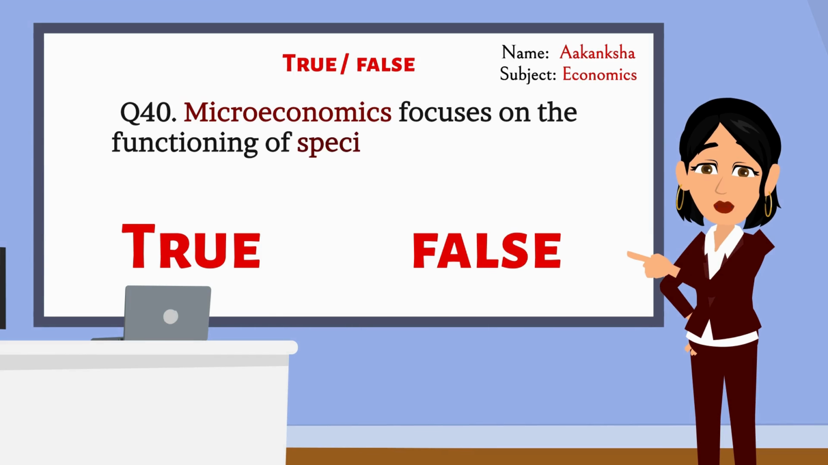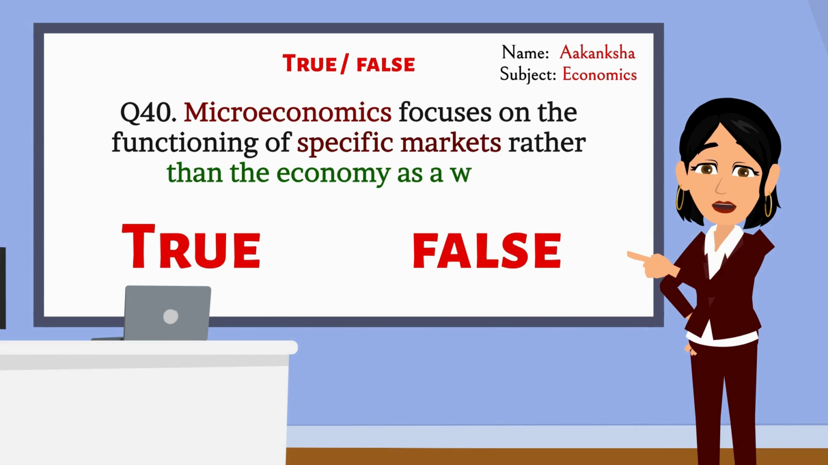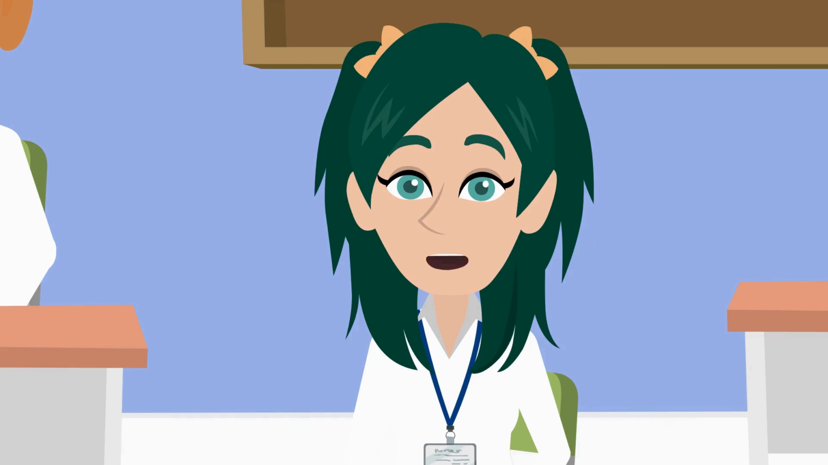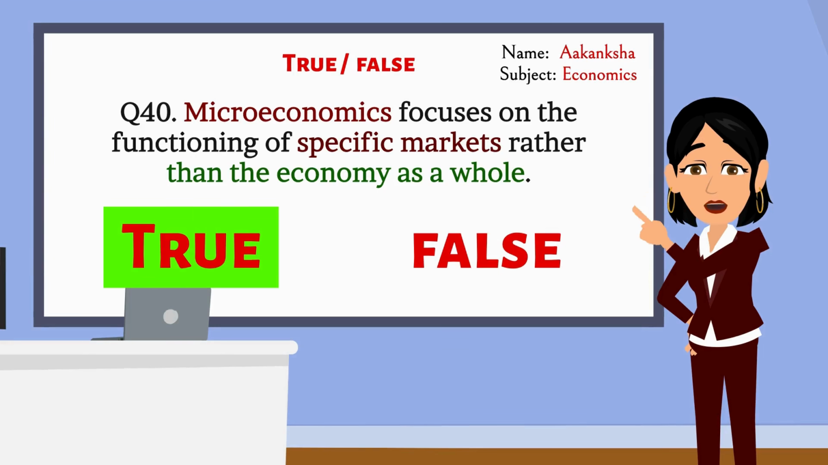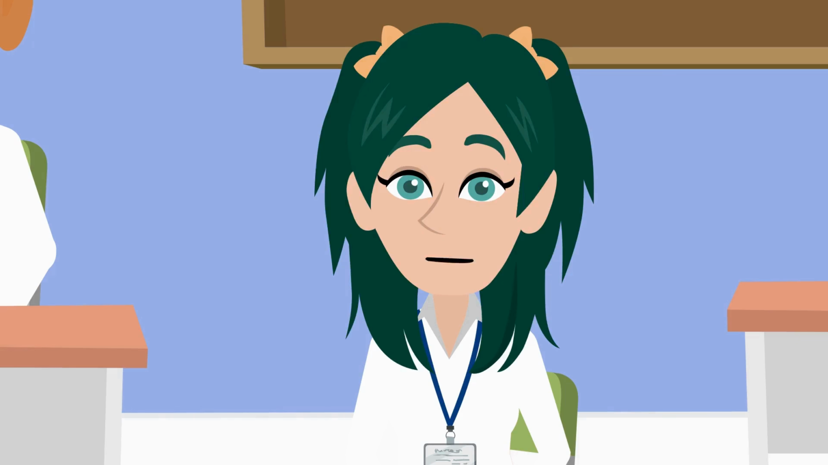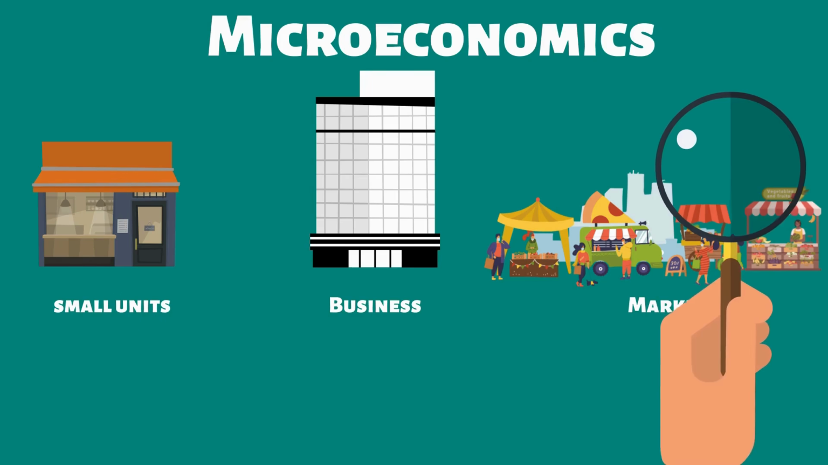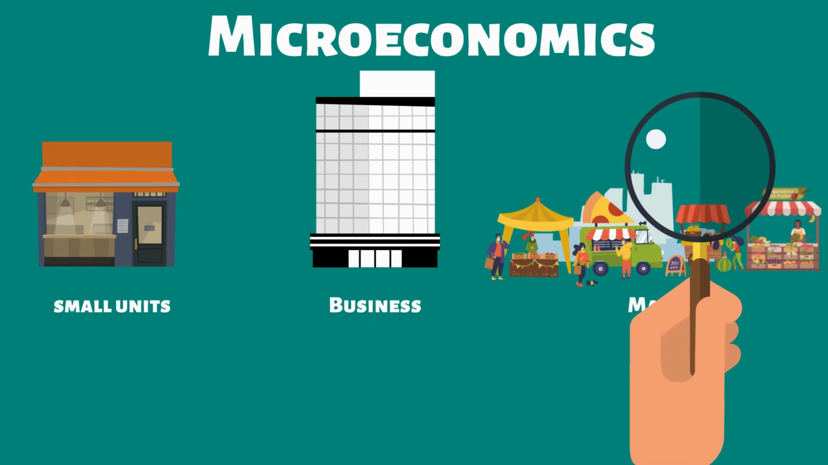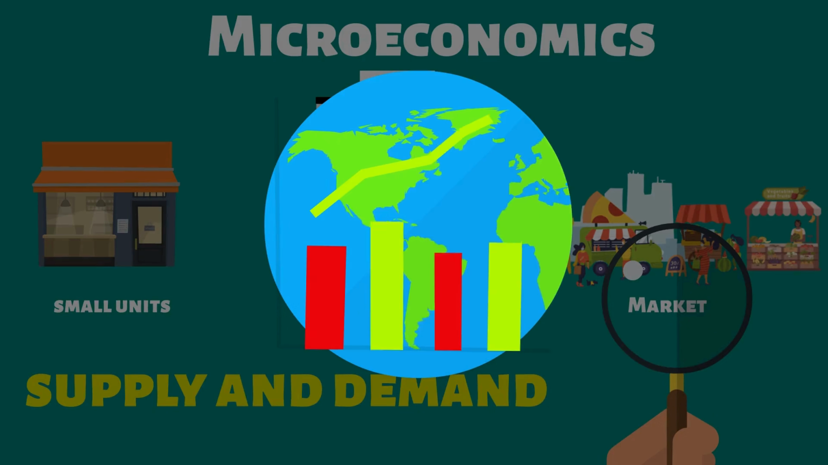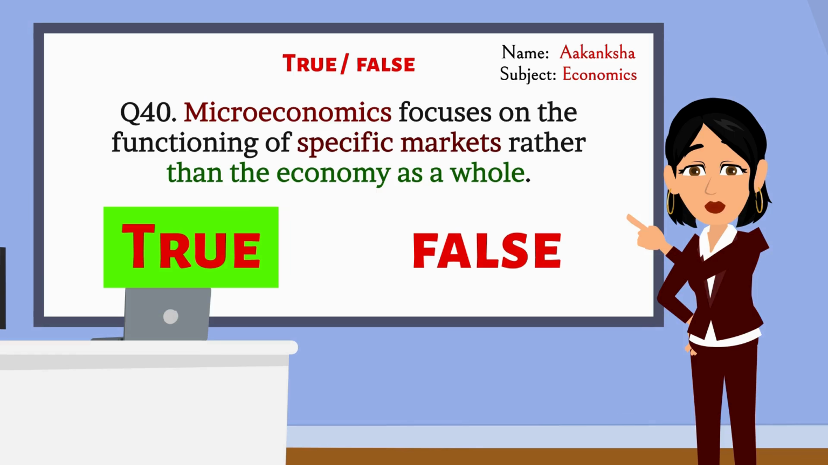Microeconomics focuses on the functioning of specific markets rather than the economy as a whole. True or false? It's a true statement. Correct. Microeconomics focuses on the functioning of specific markets, not the economy as a whole. Can you explain why? Microeconomics studies individual markets, like supply and demand, to understand how specific economic units operate, not with the economy as a whole. Well explained, Bushra. Great job.